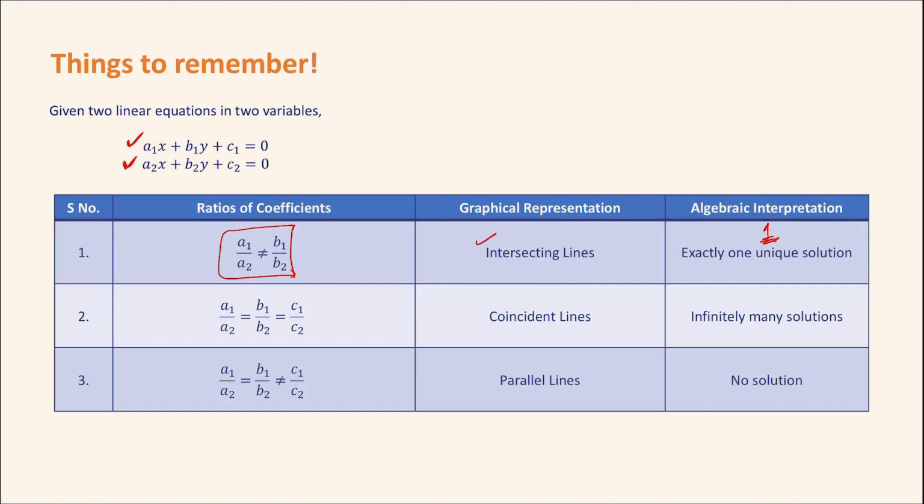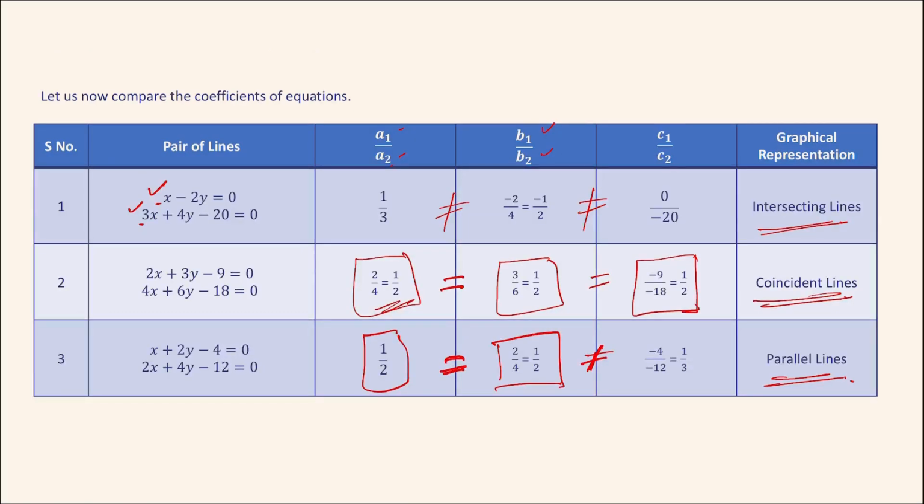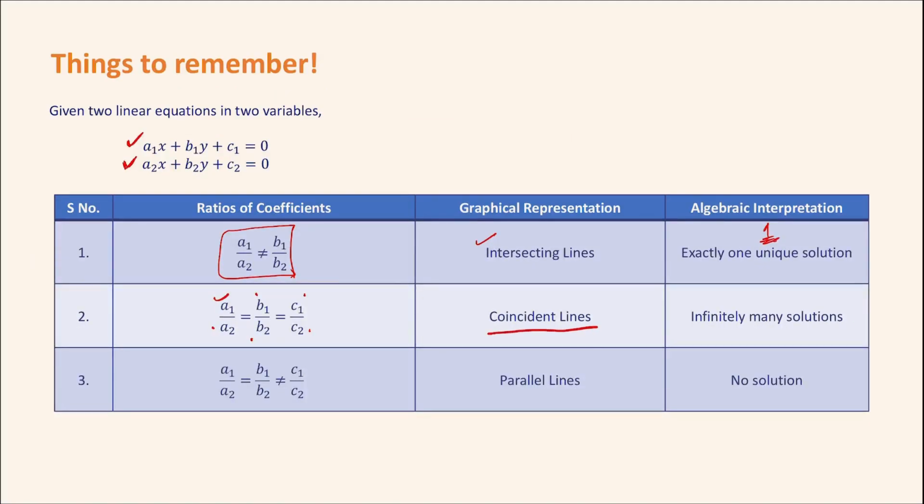Now, if the ratio of coefficients is a1 upon a2 is equal to b1 upon b2 is equal to c1 upon c2, like we saw in this example where they were all 1 by 2, 1 by 2 and 1 by 2, they are coincident lines and they have infinitely many solutions because the lines will lie on each other and they will intersect at infinite points. Now for the third example, when a1 upon a2 is equal to b1 upon b2 but is not equal to c1 upon c2, then we get parallel lines and then there is no solution. That means we have zero solutions, right?